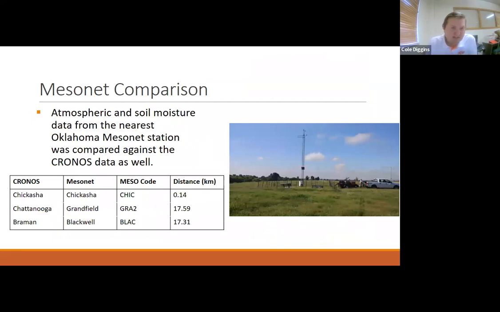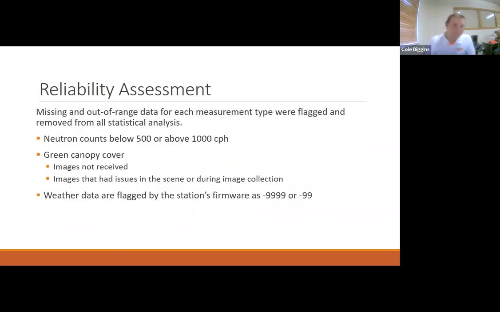Then, as a second part of our validation, we wanted to be able to validate the atmospheric sensor against the Oklahoma Mesonet. So in order to do this, we compared it with the nearest Mesonets in Oklahoma. The Chickasha site was 0.14 kilometers away, and the Chattanooga and Bremen sites were 17.6 and 17.3 kilometers respectively away from our Chrono Stations.